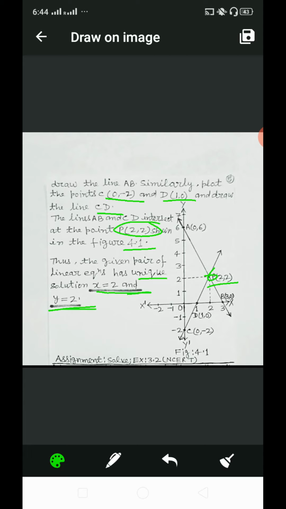Assignment: solve exercise 3.2 from NCERT.